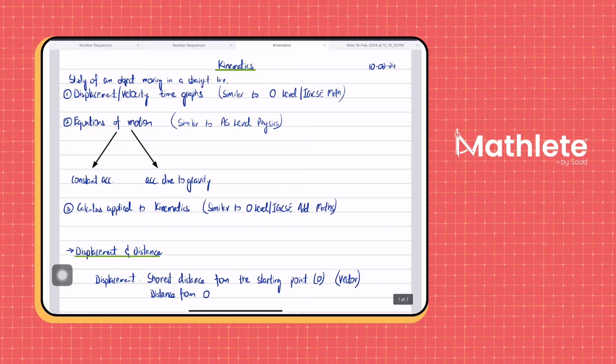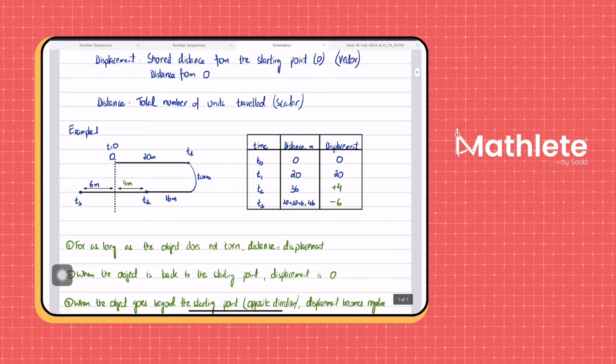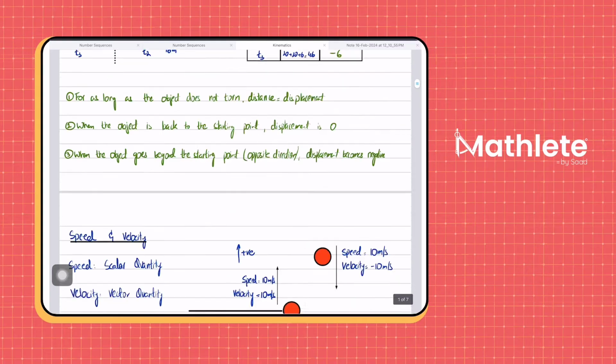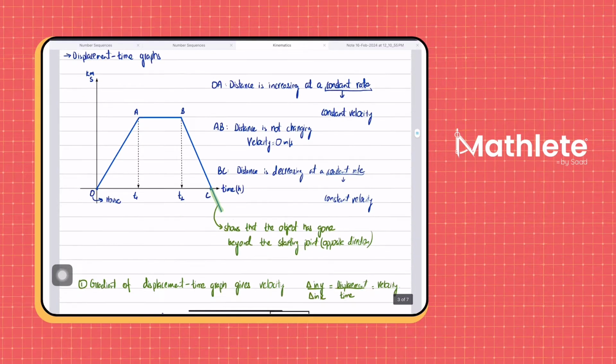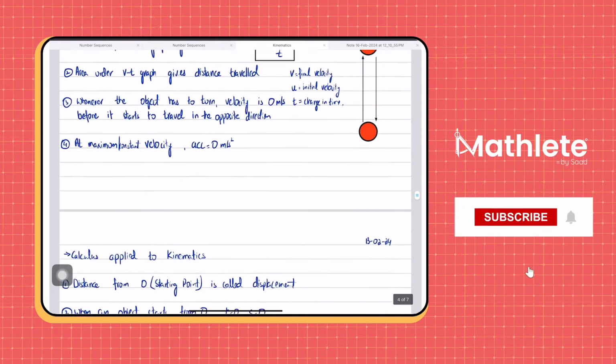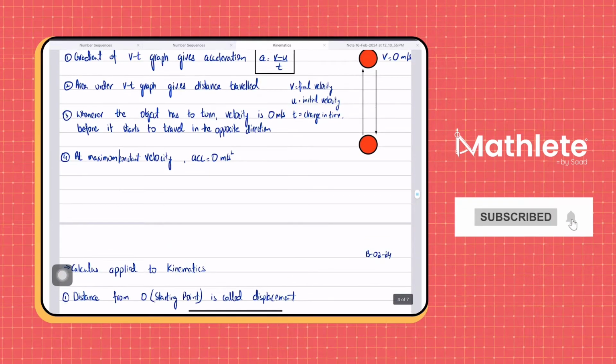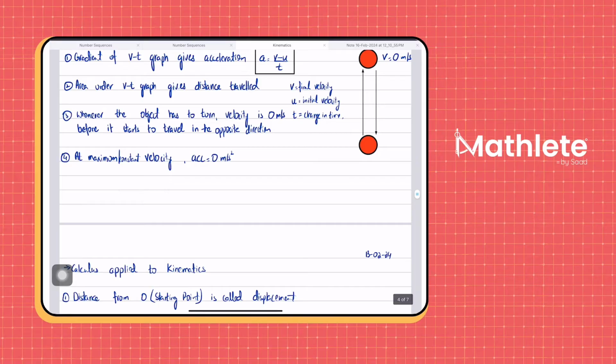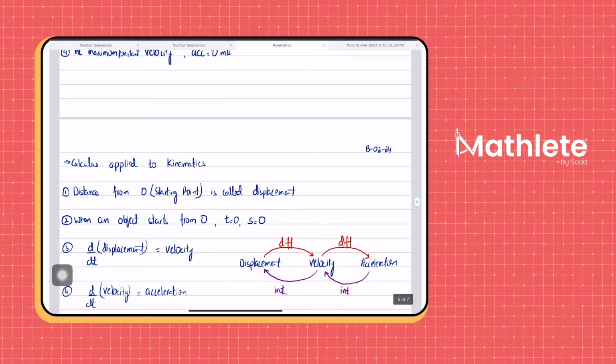For example, if we wanted to find acceleration, we could use the velocity time graph. If we wanted to find the distance traveled, we could use the area under the velocity time graph. If it was acceleration, we could use the gradient. If it was velocity, we could use the gradient of the displacement time graph. So everything we wanted to figure out, we could do with the help of the graph.